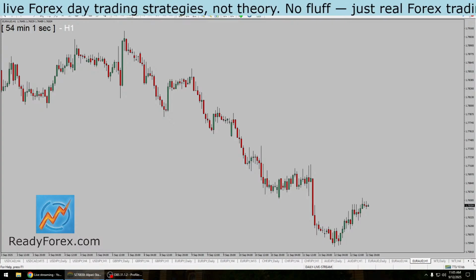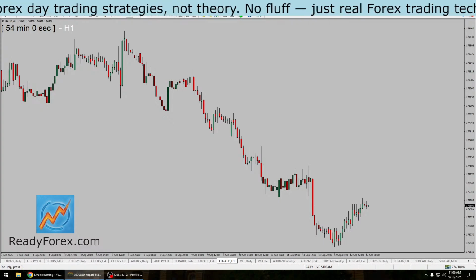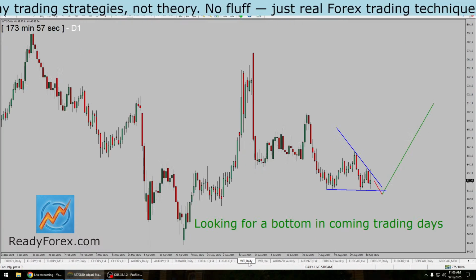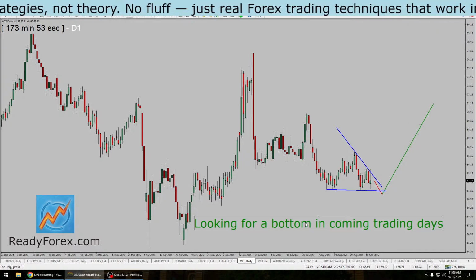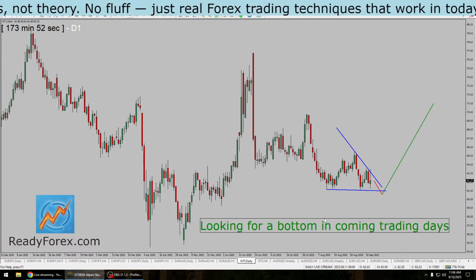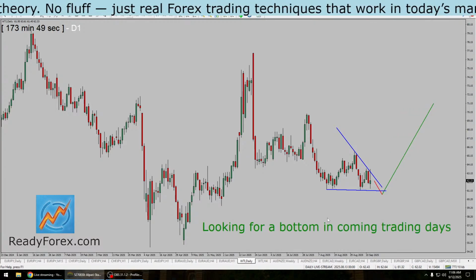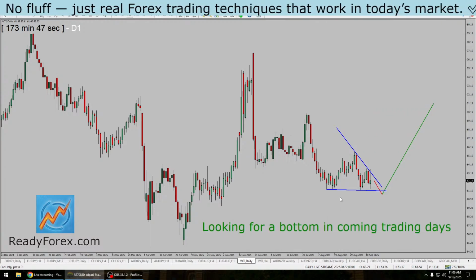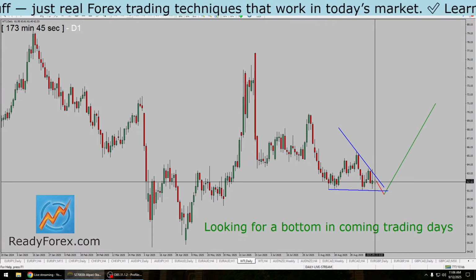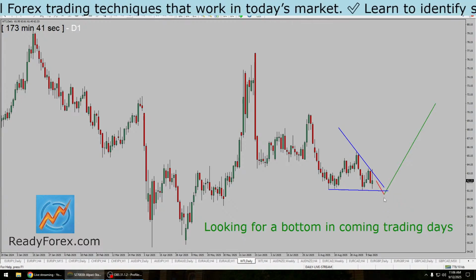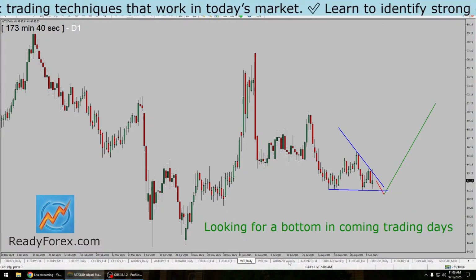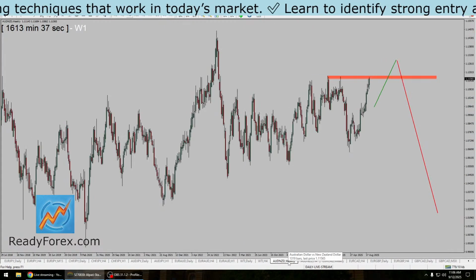Okay. Next one is the WTI crude oil. Crude oil is going to print a bottom. This is what I already mentioned a few days ago. So looking for a bottom in coming trading days in crude oil. We might get a new low in price action, but then market is probably going to print a bottom and then rise back up.